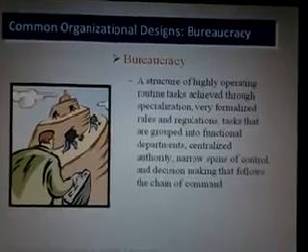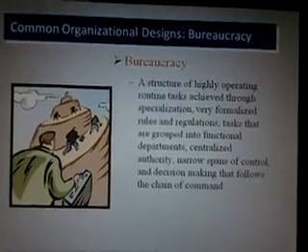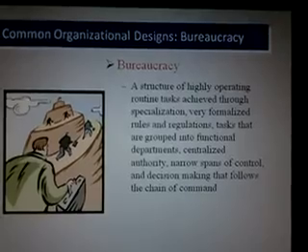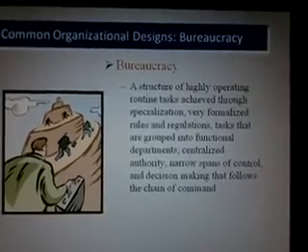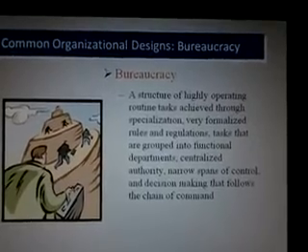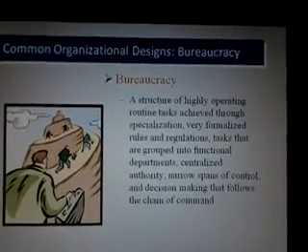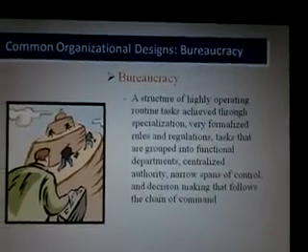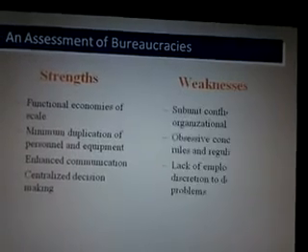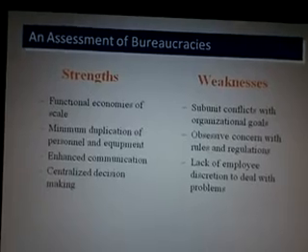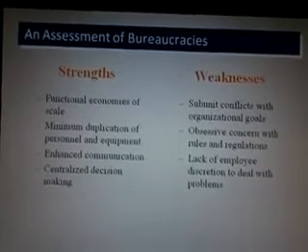Bureaucracy, sort of the opposite of a simple structure. It's a very tall structure. There's a lot of specialization, formalized rules and regulations, tasks that are grouped into functional departments. Authority, again, is centralized, and there's a narrow span of control. People have just a few people under them, and you have a very tall organization. Here are some strengths of bureaucracies. You get economies of scale. You don't get a lot of duplication of personnel and equipment.